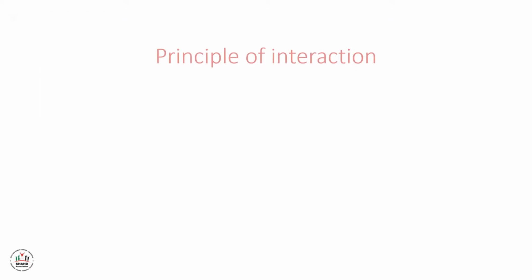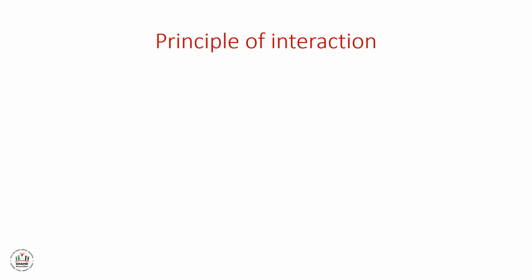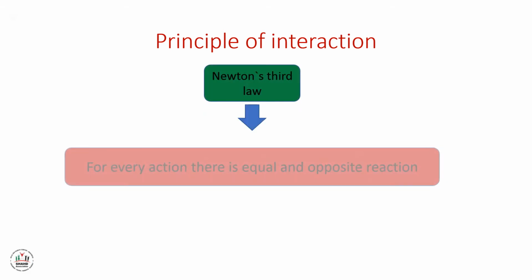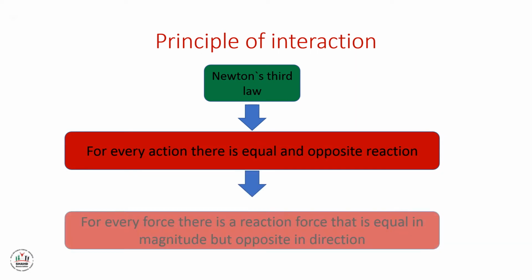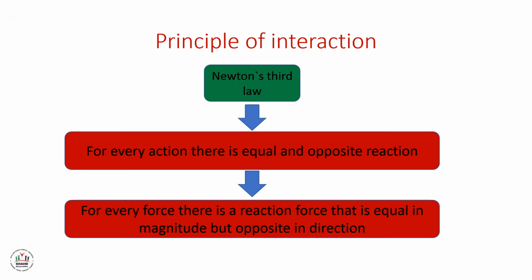As we saw in the Explore section, each team is applying a force more than the other team to win. Now what happens if both forces were the same? We will see in this lecture. But first, let's state the law of interaction that's defined by Newton in his third law. For every action, there is equal and opposite reaction. That's to say, for every force, there is a reaction force that is equal in magnitude but opposite in direction.